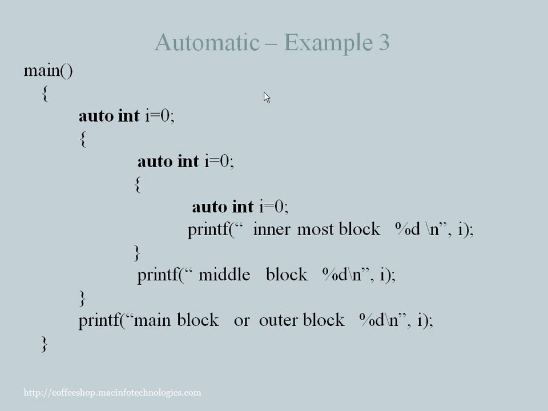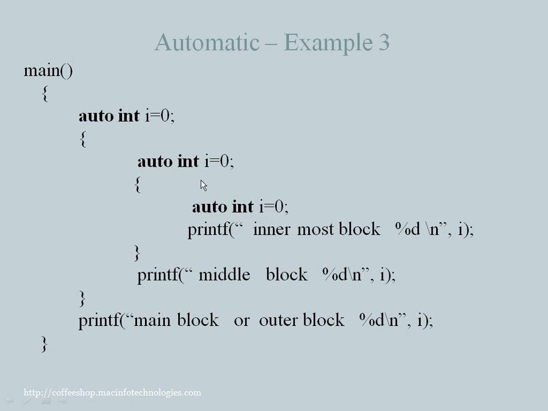So now in this example, we have declared three variables of type int, and the variable name is I. I've declared one in the main block, that is, this is the main block from here to here. So this I can be accessed from anywhere inside the main block. Here in the middle block, we have declared I is equal to 0. This is the middle block, it starts here and ends here. So we declared one more variable I, and there's the innermost block, which starts here and ends here. We declared a variable I of type int here.